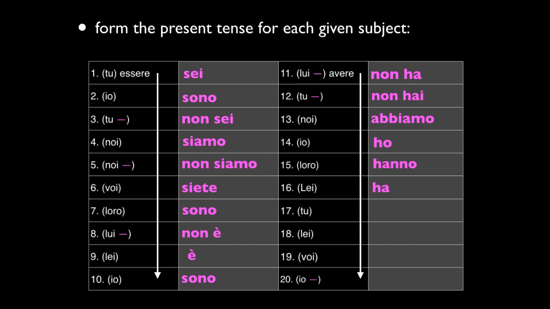16 is the you formal, you have, where you want to show respect. You say lei ha, that is lei ha, you have. And 17 is tu hai, that is another you have, but the informal this time. 18 is lei ha, she has. 19 is voi avete, you all have. And 20 is io non ho, I don't have.